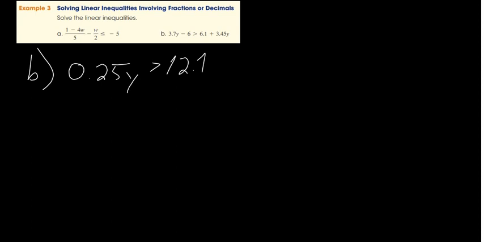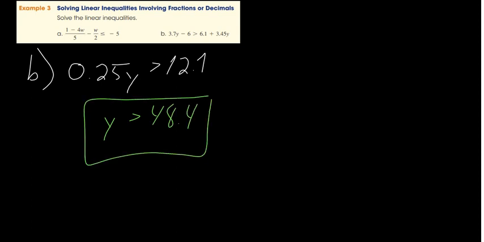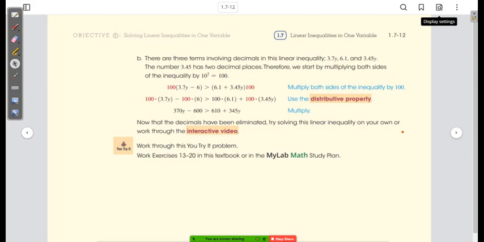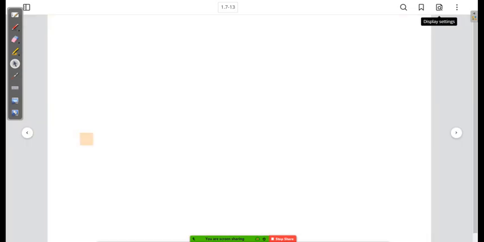I'm going to have to use a calculator here. It's 48.4. So if we solve this, y is greater than 48.4. And that's it. That was a little too easy, I guess. Anyways, that's how we do that. Again, if you want to do the multiplying by 100, the book has that example for you as well. But there are more than one ways to do this.